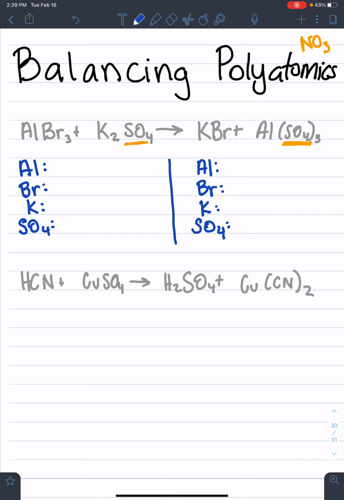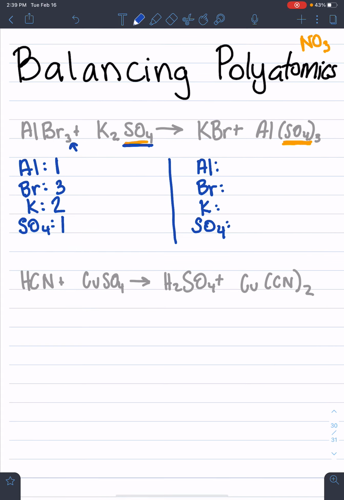Now, you can pause the video right now to fill out these numbers and then double check with what I write. On this side we're going to have 1 Al, we're going to have 3 Brs, remember the little number here tells you, we're going to have 2 Ks, and now the SO4 is the hard part. So we're going to look how many SO4s we have total. Lots of people want to say 4 because they see this number right here, but we need to look at SO4 as a whole thing and how many of those whole SO4s we have. And so you'll notice that we only have one SO4.